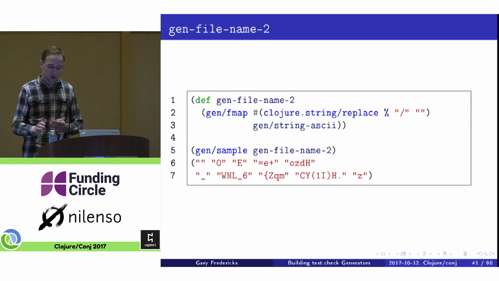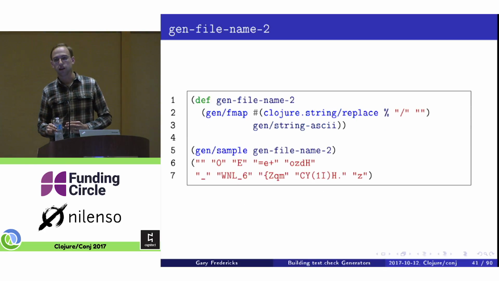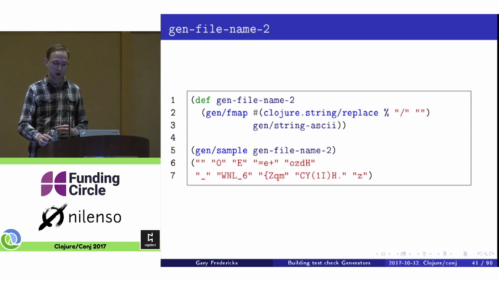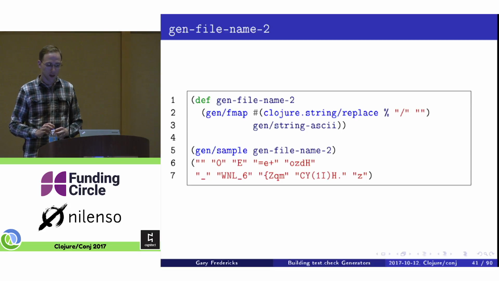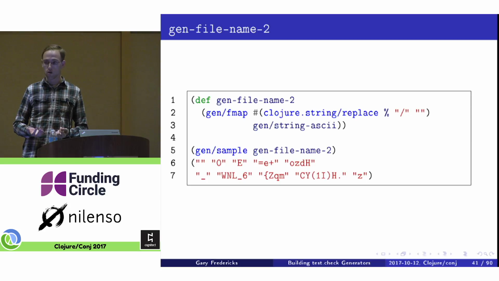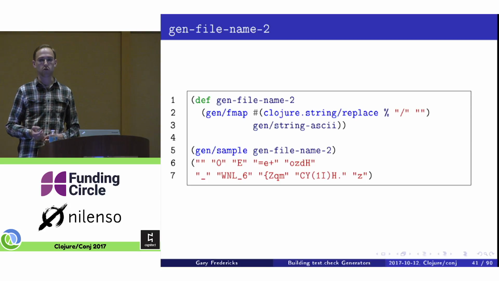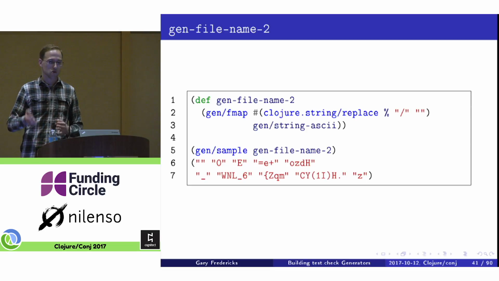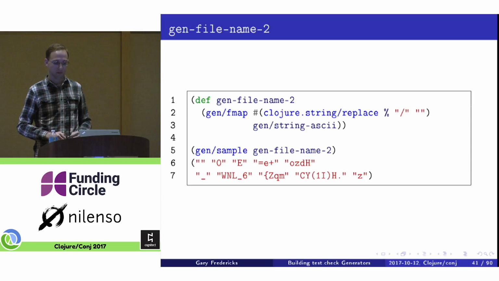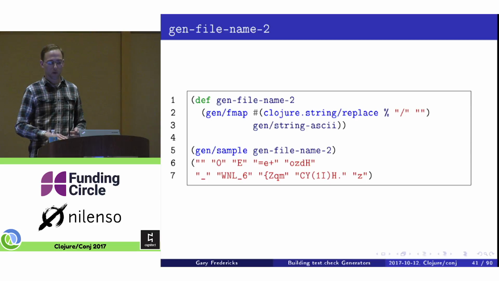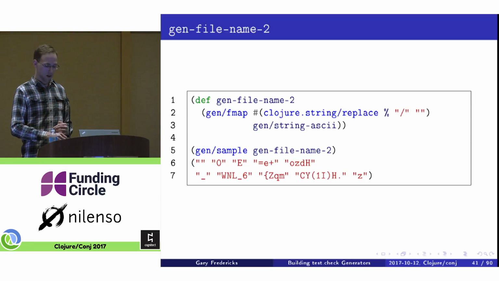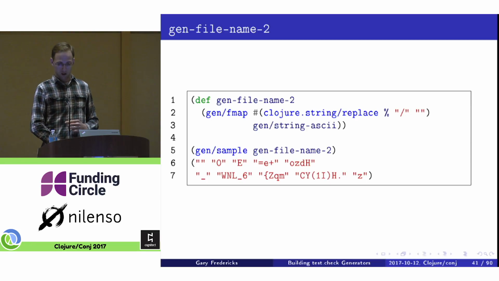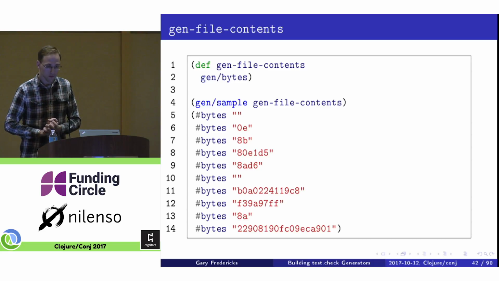But fortunately, most uses of such that can be replaced with a clever use of fmap. So the example in this case is you can just generate a string that might have a slash and then use fmap to pull out all the slashes. So your generator is going to be doing a little bit of extra work and throwing things away, but that's okay. So if we pass this to sample, we get more nice file names that don't have slashes, and this one will actually never throw the such that error.